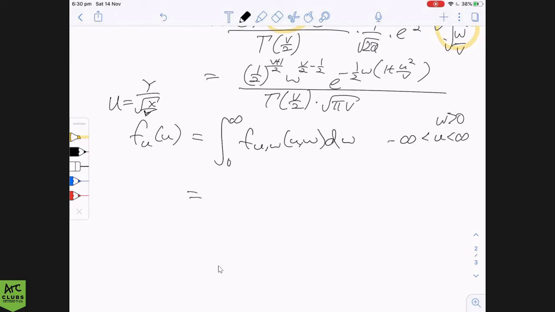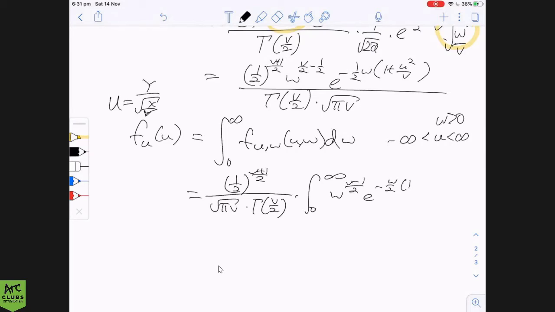So here at this point, we're going to factorize out all the unnecessary stuff. So v plus a half, v on 2 plus a half, we have the square root pi v, you have the gamma of v over 2, and then you're left with the integral from 0 to infinity, w to the v minus 1 over 2, e to the minus w on 2, 1 plus u squared over v dw. So this function over here is actually part of a gamma distribution.